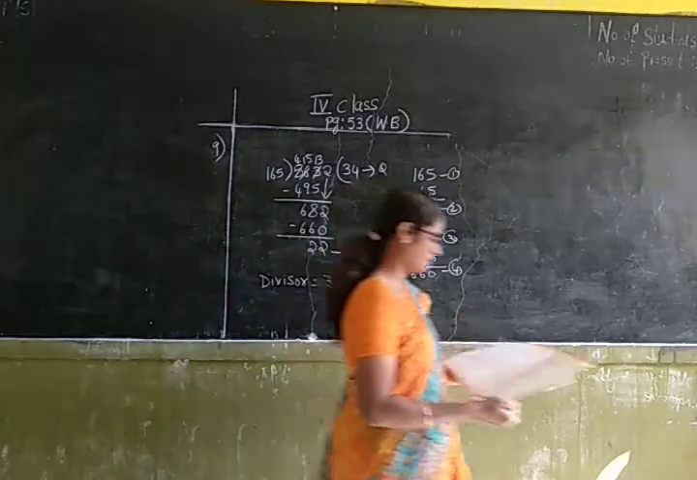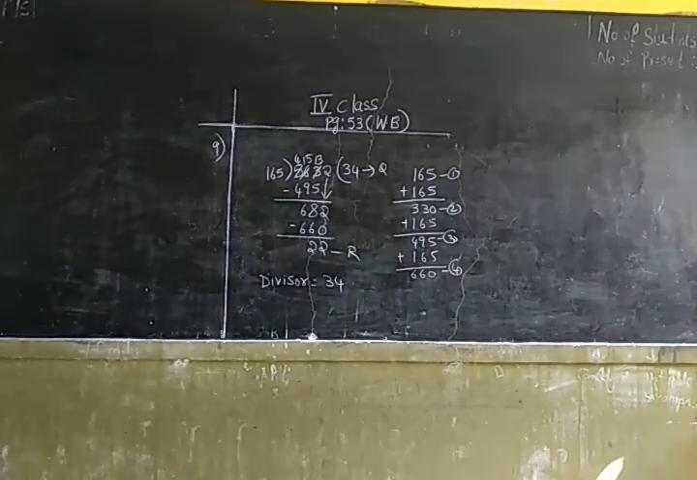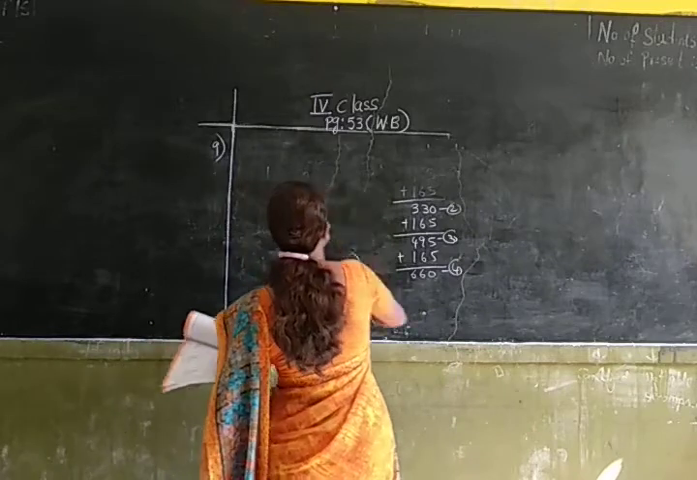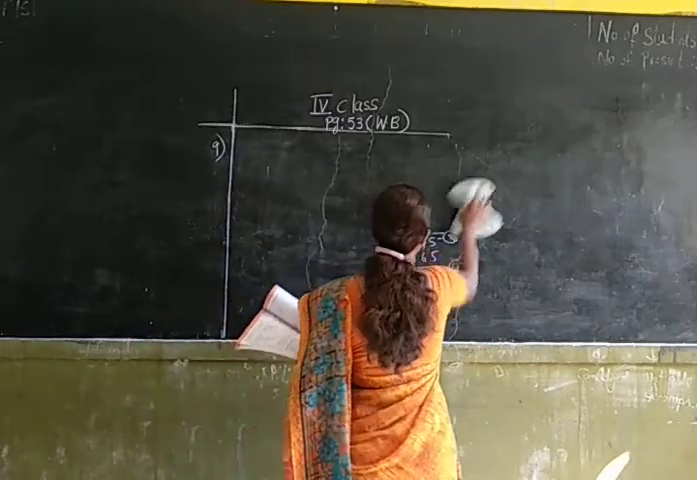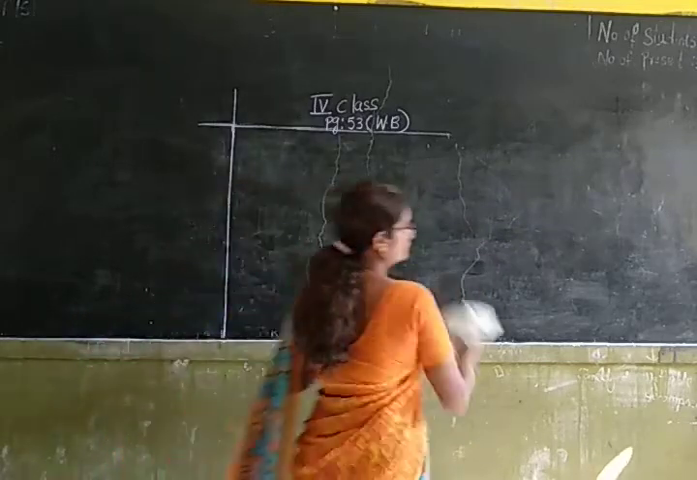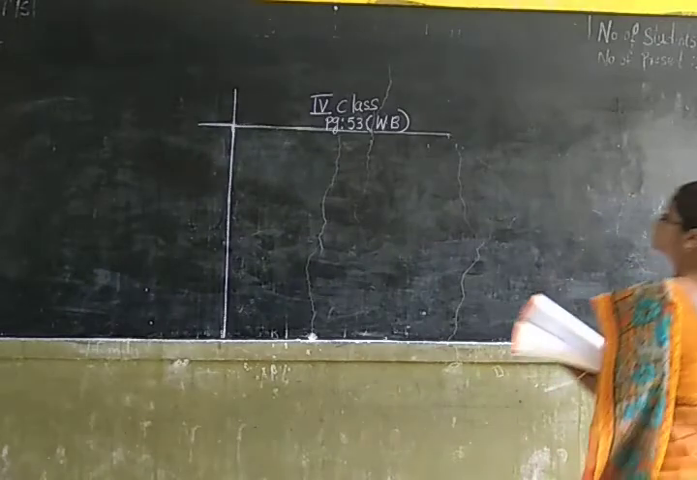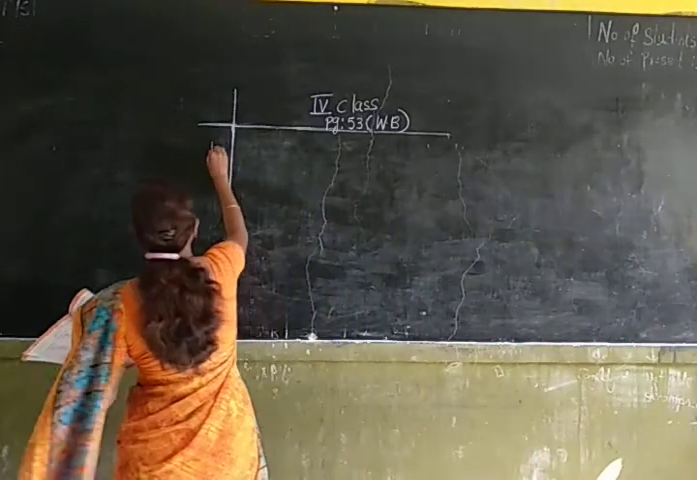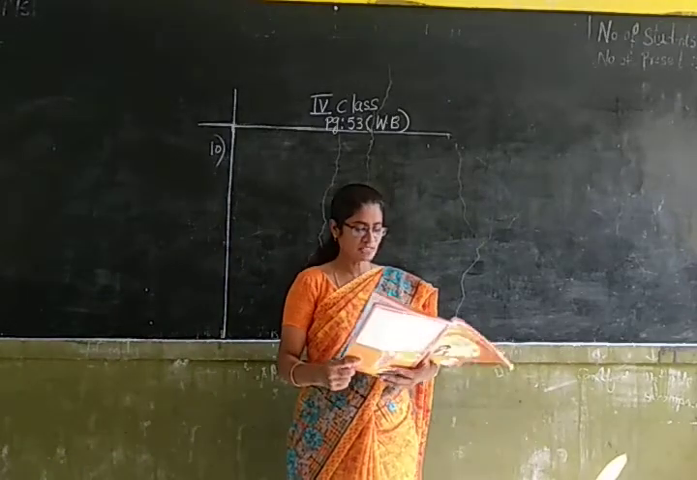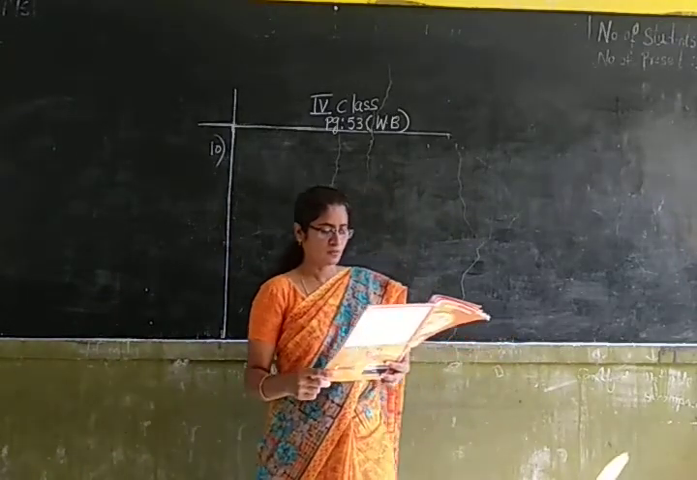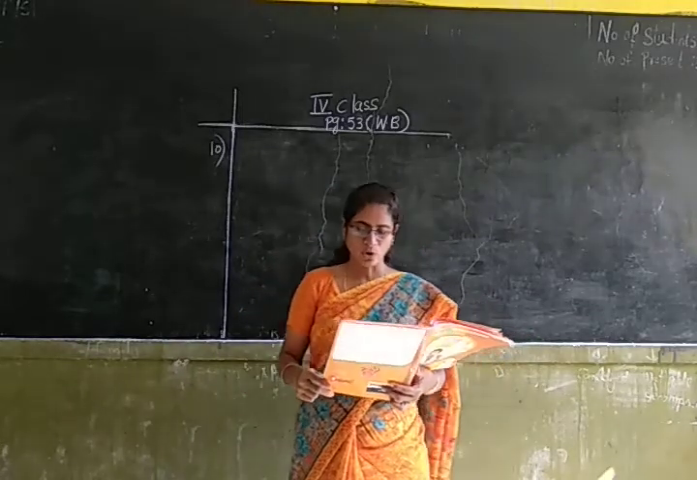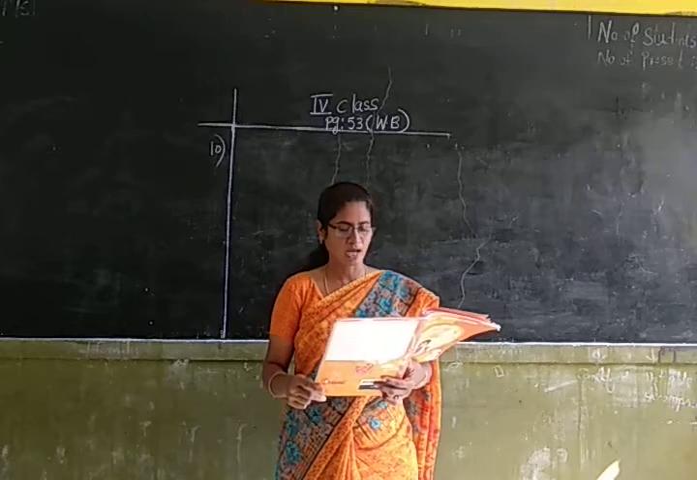Okay children? Now let us do the 10th sum. Raju has to collect rupees 45,125 in 5 rupees notes. How many 5 rupees notes will he have to collect?